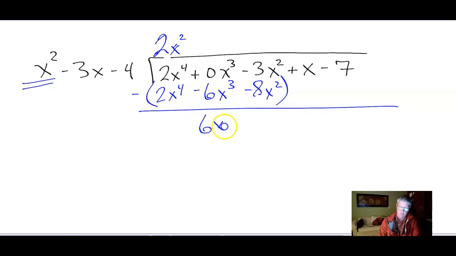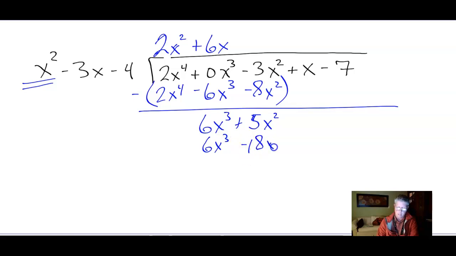I get a positive 6x cubed, and I get a plus 5x squared. You see, all the mistakes on this are negative, plus or minus. Everybody can do it, but it's tough to get the plus and minuses. So now I'm looking at 6x cubed and x squared. So that's going to be positive 6x. Let's just check it. 6x cubed, yes. Minus 18x squared minus 24x.